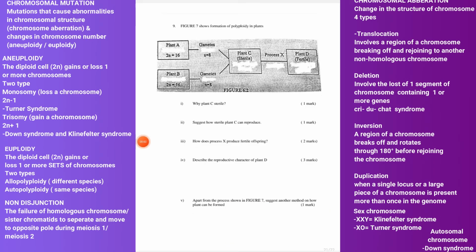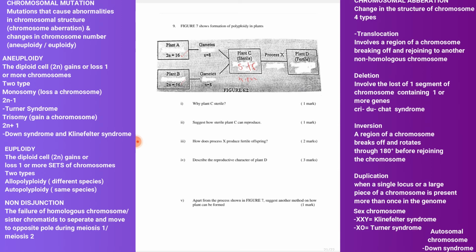Number 9, figure 7 shows formation of polyploidy in plants. Plant A has 2n equal to 16, plant B is also 2n equal to 16. Now the gametes are 8 and 8. So plant C will have 8 plus 8, n plus n, because they are from different plants.